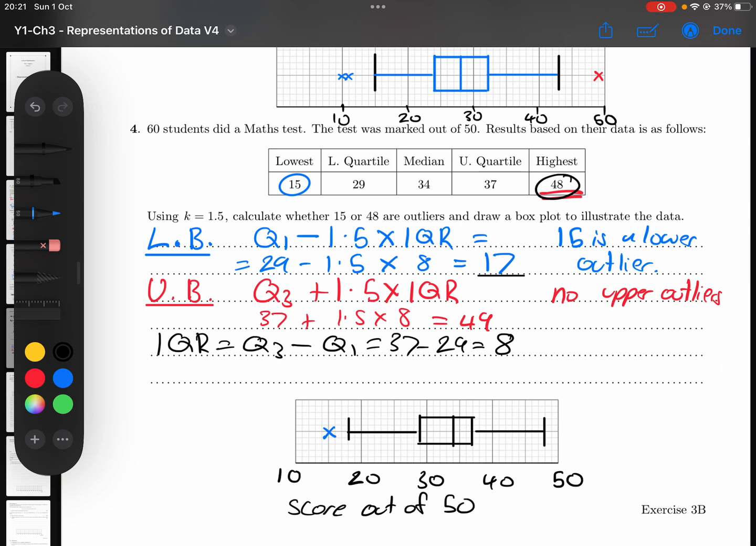Okay, and that concludes our section on box plots. I will strongly encourage you now to have a go at the exercises in 3B.